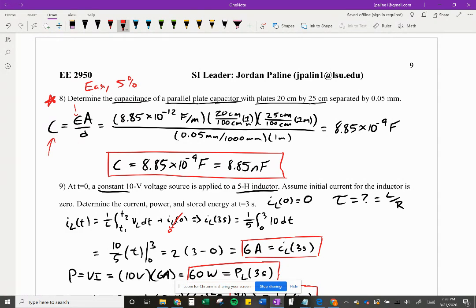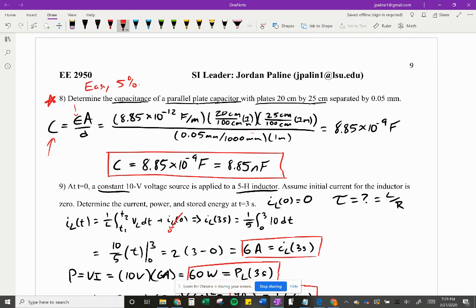So if you plug in the 8.85 times 10 to the negative 12 farads per meter for the dielectric constant, you'll notice that there's meters right there. Well, these are given in centimeters for the area and millimeters for the separation. So you'll need to convert those values to meters. When you convert those values into meters, it will cancel out the meters in the bottom of the dielectric constant. When you do that, it'll spit out your final value.